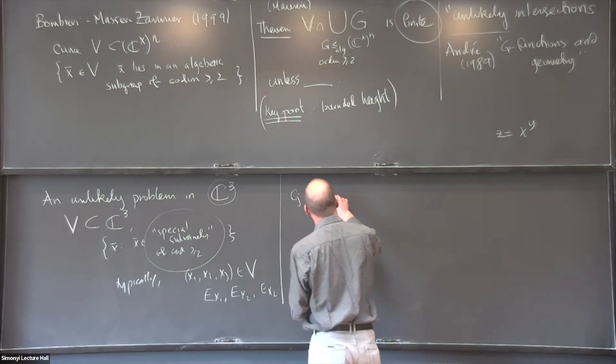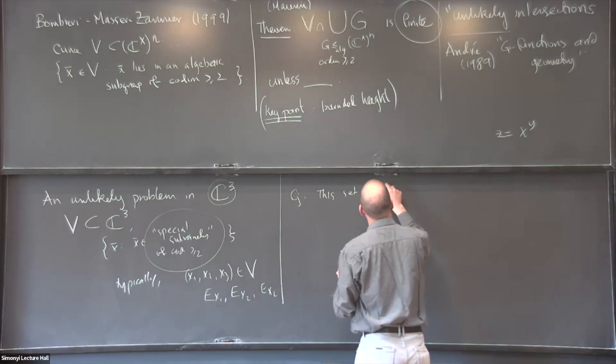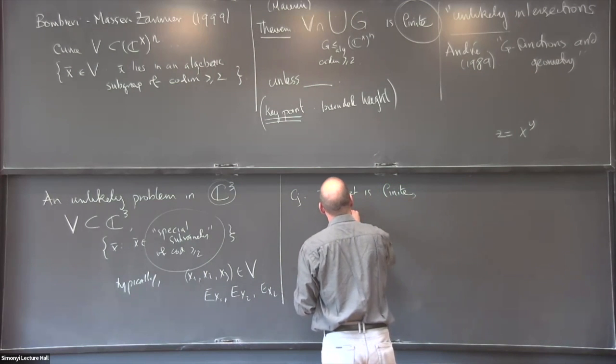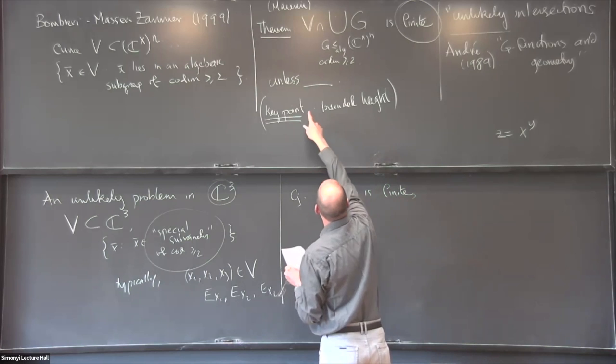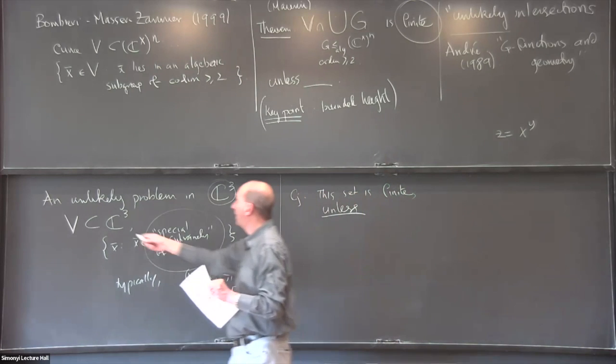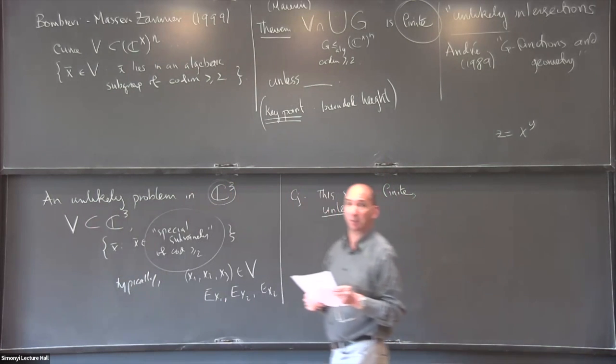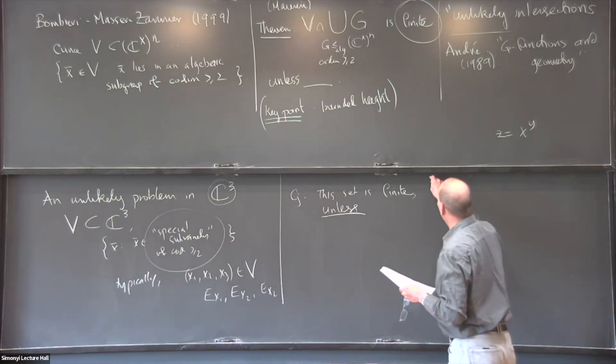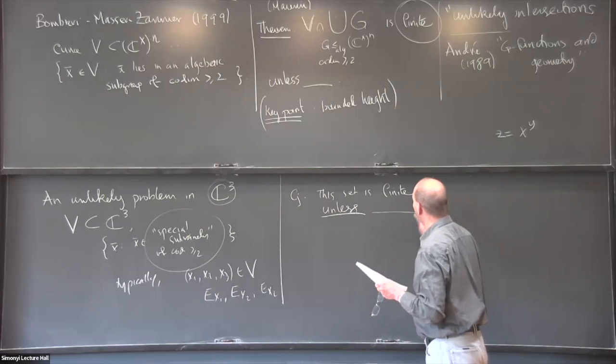This set is finite, unless V identically satisfies a special condition: either one coordinate is constant and special, or it sits inside a modular surface. So this conjecture is open.